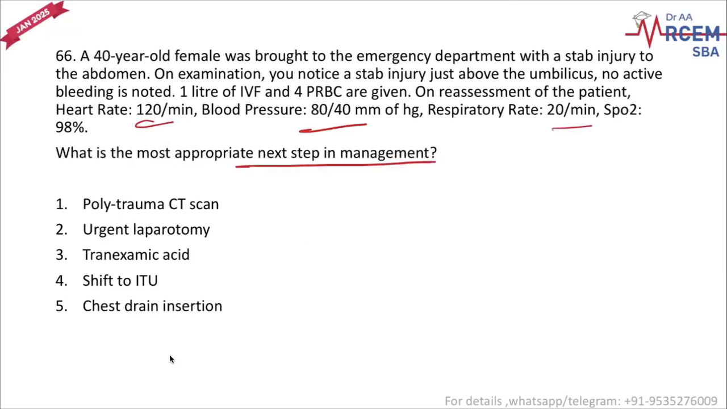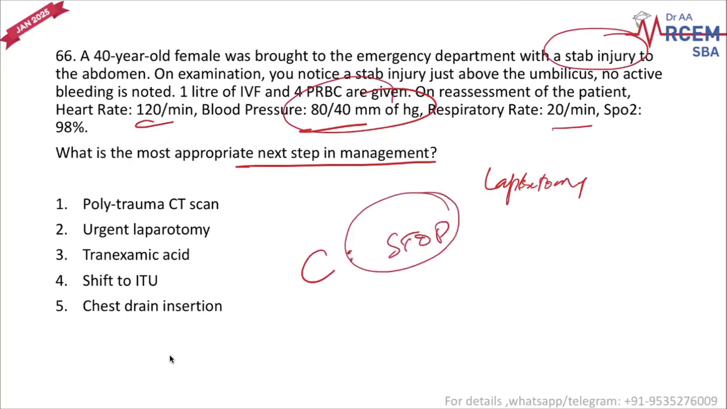They are asking. You need to consider stab injury, penetrating injury, hypotension. That itself is an indication to get a laparotomy done. So first thing in circulation we always see is to stop the bleeding. How can you stop the bleeding here? By getting a laparotomy done. So shift for an urgent laparotomy for this patient.